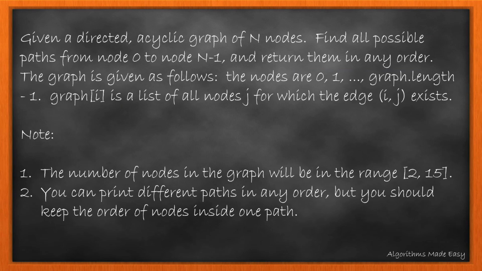Given a directed acyclic graph of n nodes, we need to find all the possible paths from node 0 to node n-1 and return them in any order. Before jumping into the solution, let's first understand the input and the question visually.